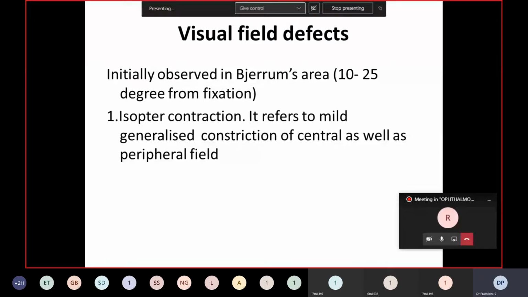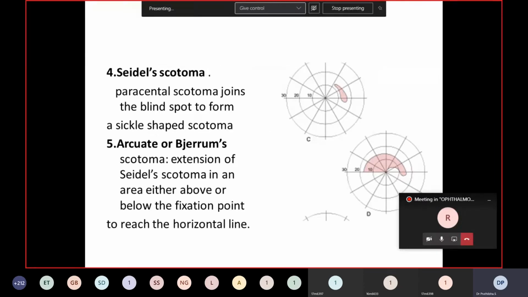So what happens in isopter contraction? This refers to mild generalized constriction of the central as well as peripheral field. It is not pathognomonic of glaucoma. It can occur even in other conditions, but initially in glaucoma there may be isopter contraction. These diagrams have to be drawn like that.